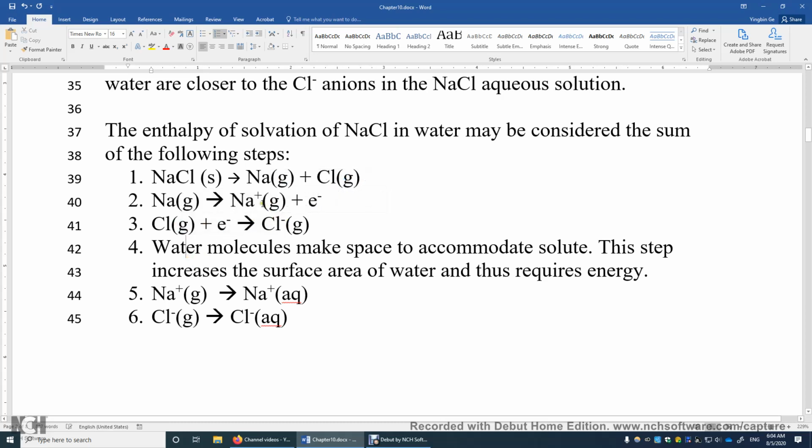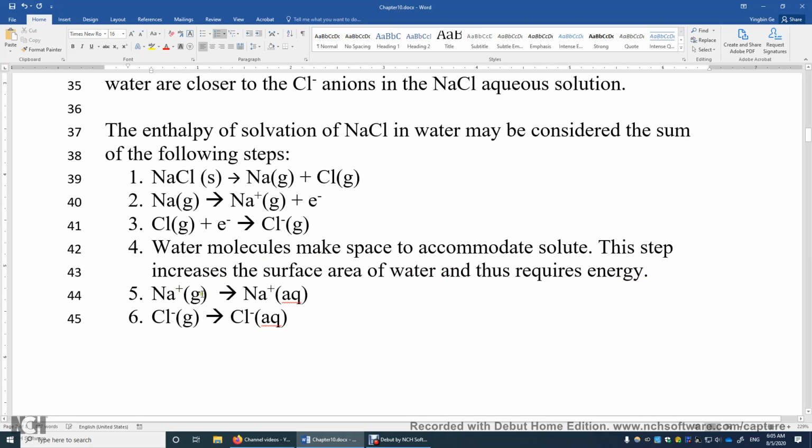To dissolve the sodium plus and chlorine minus in water, you will have to make some space to accommodate those ions. This step increases the surface area of water and thus requires energy. Why? Because some hydrogen bonds will have to be broken.